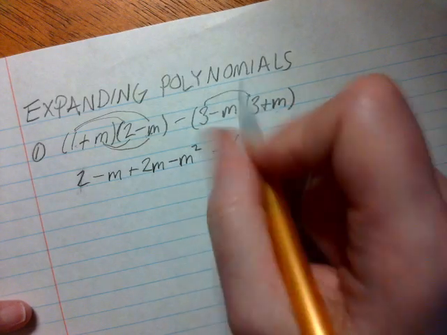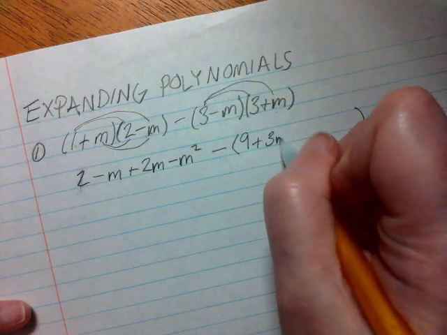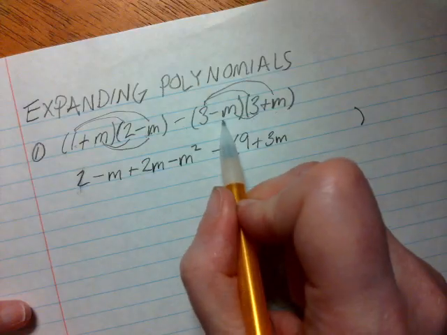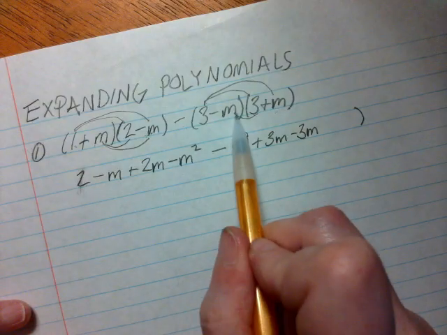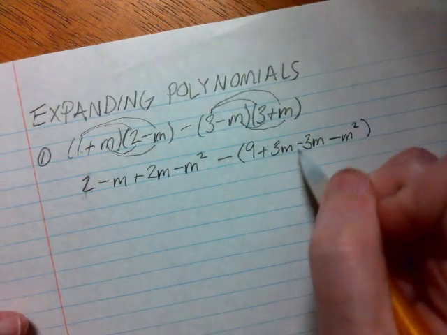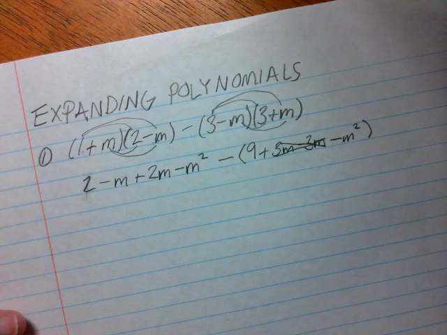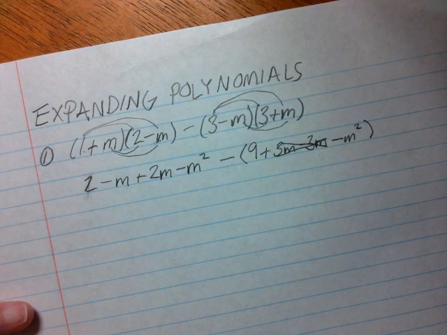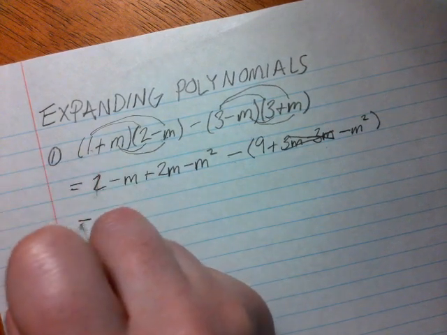I'm going to do first, 3 times 3 is 9, outer, 3 times m is 3m, inner, so negative m times 3, negative 3m. Last, negative m times m is negative m squared. So you see why this is difference of squares, because these two cancel out, and you just have 9 minus m squared, so a square minus a square. Let's go to the next line, simplify.